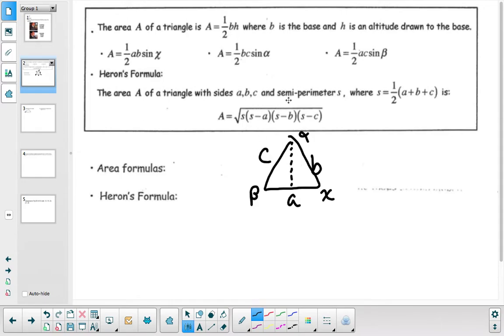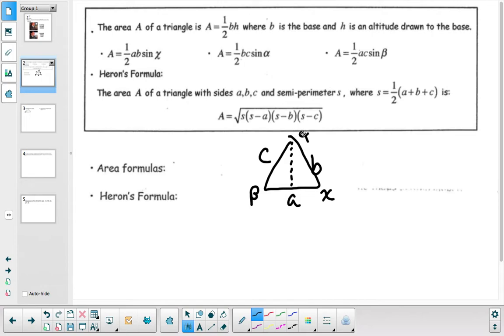You need to find the semi-perimeter, which is S. So S is found by 1/2 of the perimeter. So you need to find the perimeter, add up the three sides, multiply by 1/2, and this is your S value. Then you're going to take S and plug it in, and you see S in here 4 times, and it'll be S times S minus each of the sides separately. Once you take the square root of that, you have the area of a triangle.